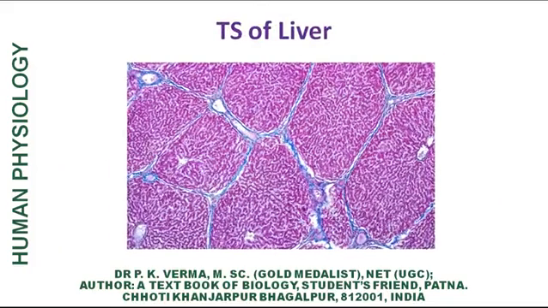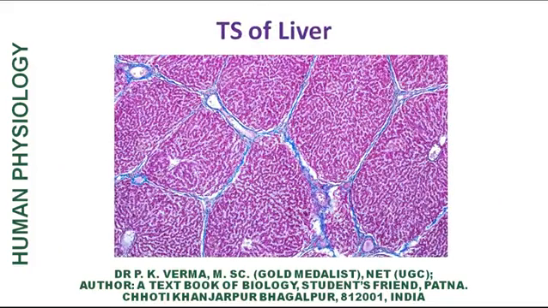Now, this is the transverse section of the liver. In some of the lobules, you can see an empty part from which the hepatic vein originates. In between the lobules, you can see the fibrous connective tissue. At some places it is thinner, but at some places it is wider.